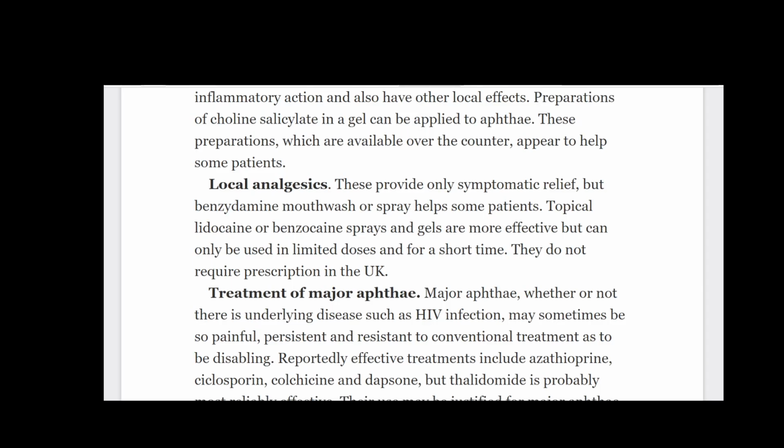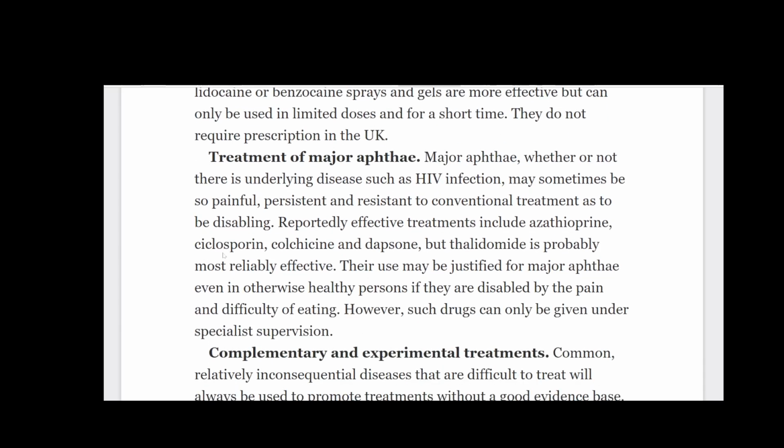Treatment of major aphthae. Major aphthae, whether or not there is underlying disease such as HIV infection, may sometimes be so painful, persistent and resistant to conventional treatment as to be disabling. Reportedly effective treatments include azathioprine, cyclosporin, colchicine and dapsone, but thalidomide is probably most reliably effective. Their use may be justified for major aphthae even in otherwise healthy persons if they are disabled by the pain and difficulty of eating. However, such drugs can only be given under specialist supervision.